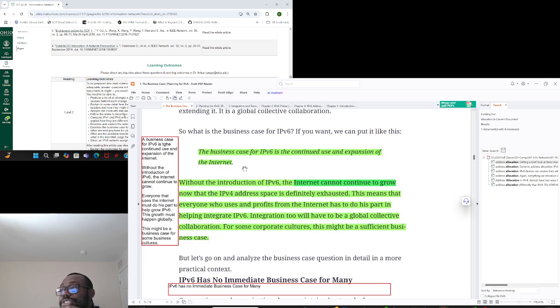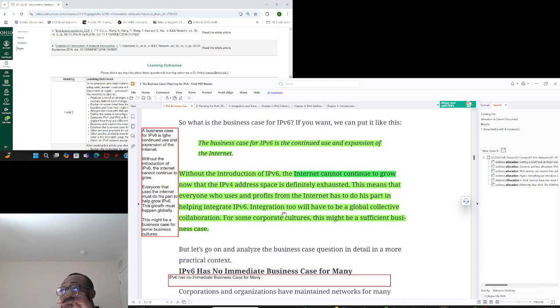So if you want to talk about the business case of IPv6, then we're saying that without the introduction of IPv6, the internet cannot continue to grow. And everybody agrees with that. Now that IPv4 address space is definitely exhausted, this means that everyone who uses and profits from the internet has to do his part in helping integrate IPv6.